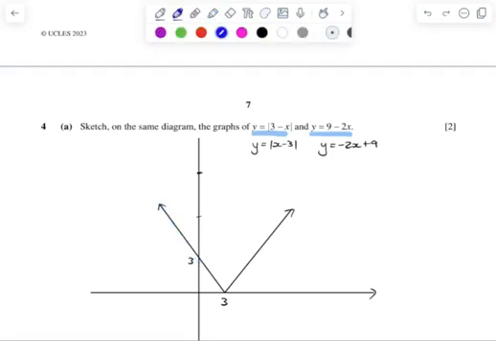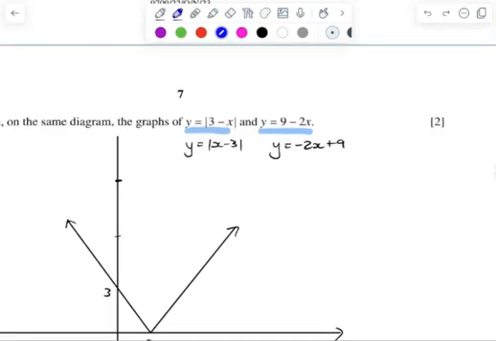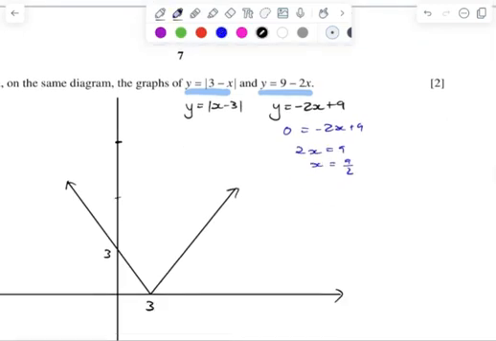So what I just do is I want to see where does it cross my x-axis. So I make y 0. So 2x is equal to 9. x is equal to 9 over 2. So that's 4.5. 4.5, somewhere around there.